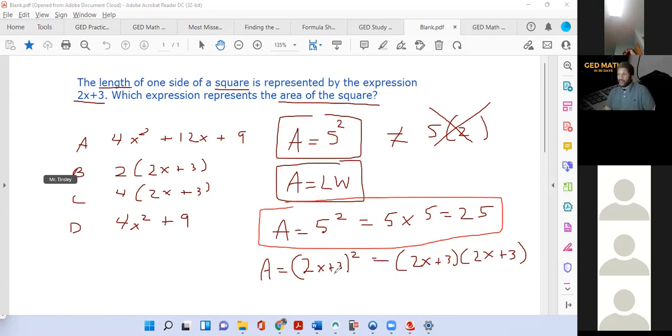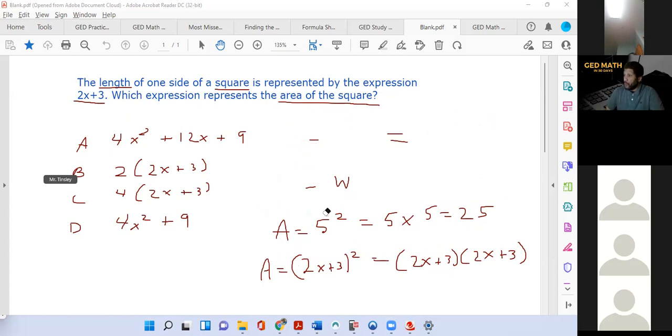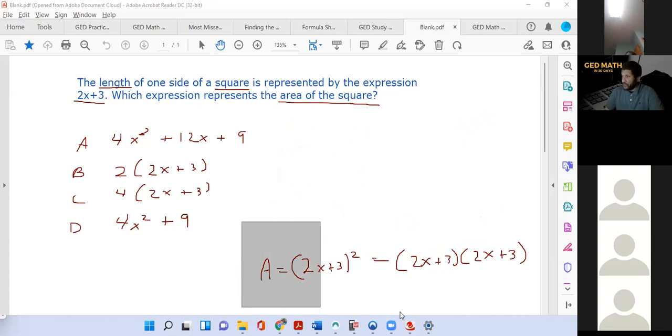Okay, now anything squared is just multiplying it by itself. So (2x plus 3) squared is the same as (2x plus 3) times (2x plus 3). Do you understand that? Okay, good. So now I'm going to erase this top section and move everything up, because this is also an important aspect for the GED. You must know how to multiply binomials. It's guaranteed on your exam.